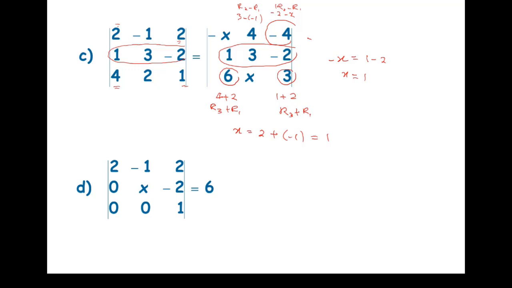For the last example, we have the determinant of an upper triangular matrix equal to 6. By using the property, the determinant of an upper triangular matrix is the multiplication of the elements of the leading diagonal. So we have 2 times x times 1 equal to 6. Therefore, x is equal to 3.